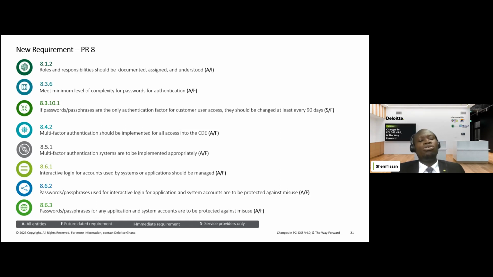So in 3.2.1, the standard was more focused on remote access into the CDE. Now it's saying that any access into the CDE, whether remote or even non-remote, whatever it is, you need to have a multi-factor authentication in place before you can access the CDE. Then 8.5.1 says there should also be multi-factor authentication systems that should be appropriately implemented.